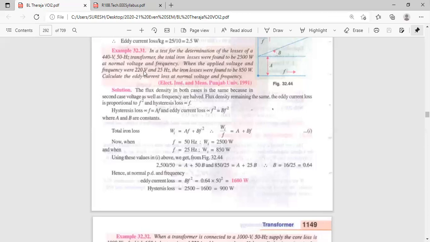When they have reduced the voltage and frequency to half, iron loss is reduced. I have already told you, if you apply the full voltage, then you will get the full iron loss, 2500 watts. If you apply less voltage, we won't get the complete iron loss, we will get very less iron loss. Second case, at F equal to 25 hertz, total iron loss is 850 watts.